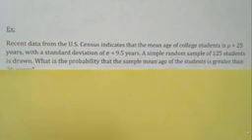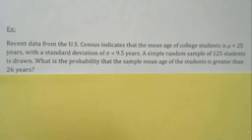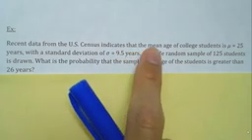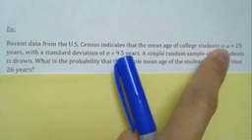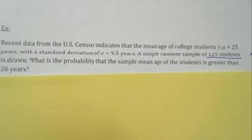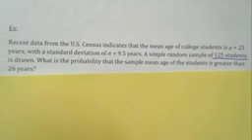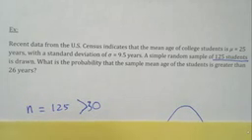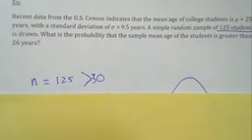Okay, let's take a quick look at the last example. Recent data from the US Census indicates that the mean age of a college student is 25 years, mu, with a standard deviation sigma of 9.5 years. A simple random sample of 125 students is drawn. So this one here is equal to your sample size n. What is the probability that the sample mean age of the students is bigger than 26 years? Firstly, we know that the sample size is 125, which is bigger than 30. Therefore, we can apply the normal curve to this problem.